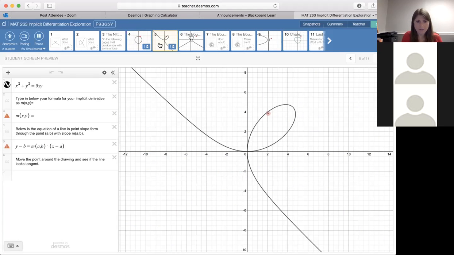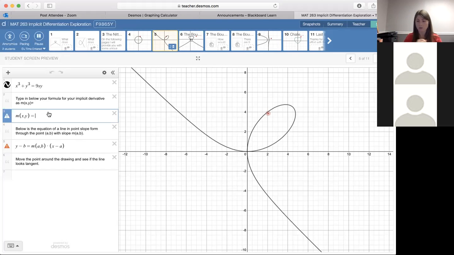Our next one is actually the one we just finished up, x cubed plus y cubed equals 9xy. We were looking specifically at the equation of the tangent line for (2, 4). But if we take the dy dx that we found and plug it in here, we should be able to slide it around the curve and move it to (2, 4), but then other places.